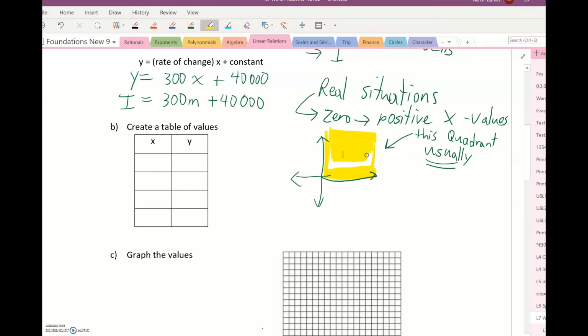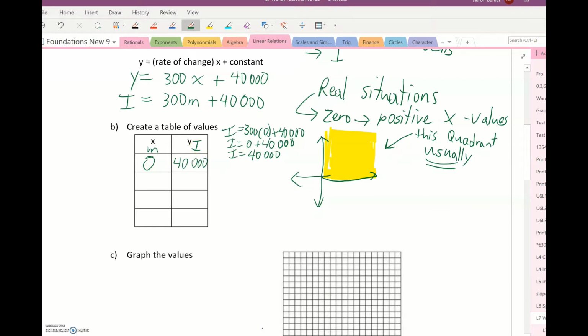Okay? And that's because usually we sell positives. A person doesn't sell a negative amount of machines. You would sell 0. So let's start with 0. So if x equals 0, in this case we're using the letter M, and we're trying to find the person's income, well, what would it be? Well, we would substitute in, just like we've always done, 300 times 0 plus 40,000. Do you remember 0 is kind of special? It would be 0 plus 40,000. It would just be our constant value. And so that would then be our starting value, 40,000.